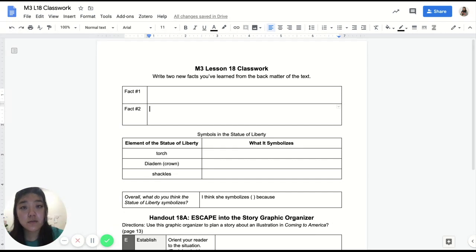And now for the next part, I'm going to show you again the picture of the Statue of Liberty, and I'm going to define the 3 parts or 3 elements I want you to focus on today. And I want you to think about what those 3 elements symbolize. The 3 elements being the torch, the diadem or the crown, and the shackles. And you're going to write what it symbolizes here. All right?